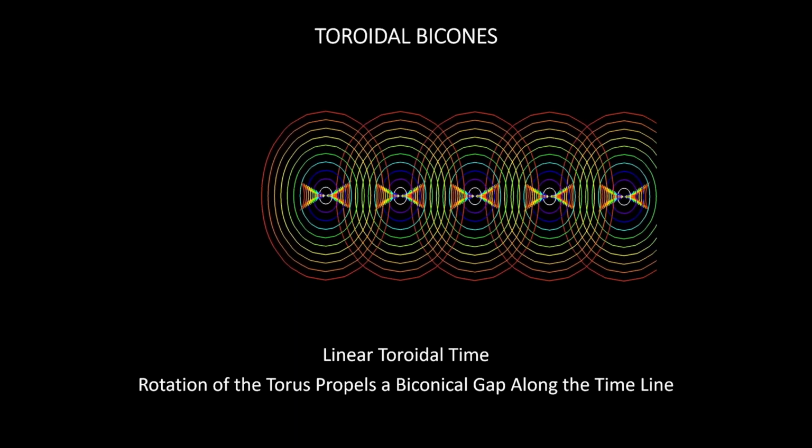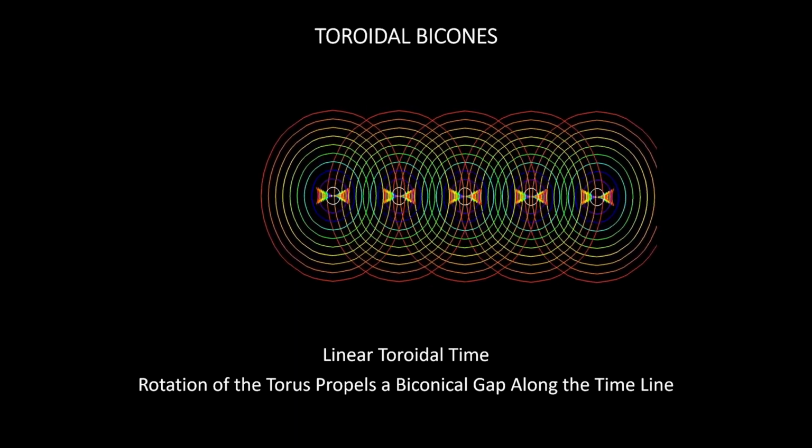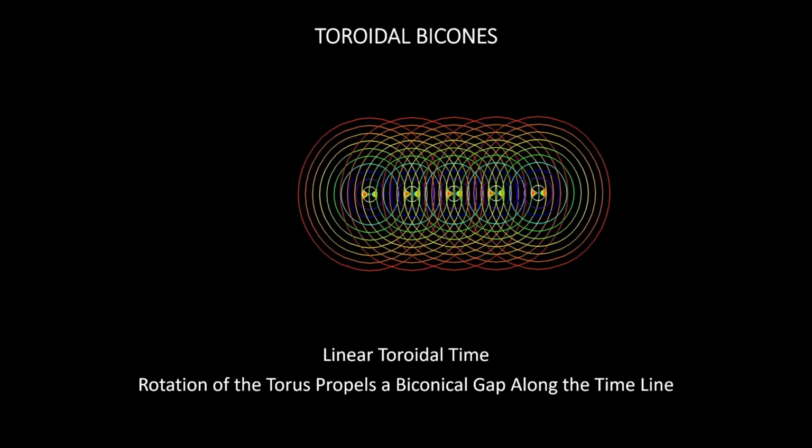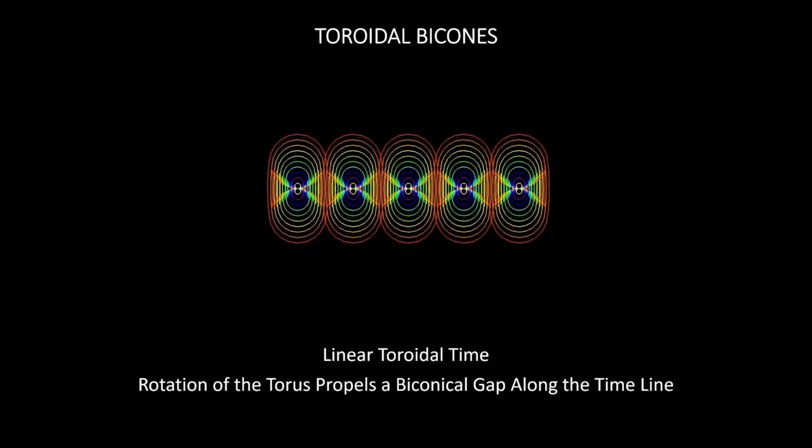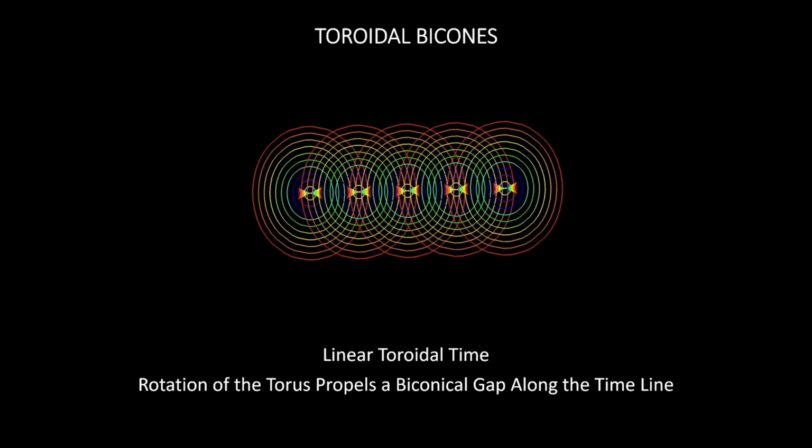Linear toroidal time. If we rotate a torus along a timeline, you can carry information in the biconical gaps from past to future. Hilbert cubes.